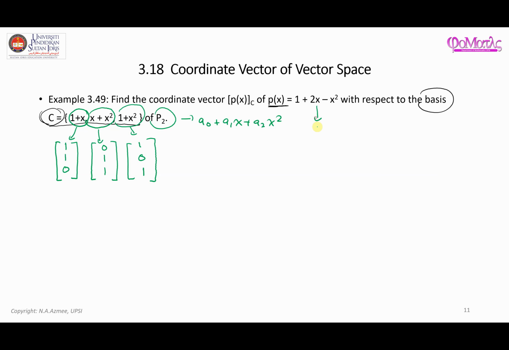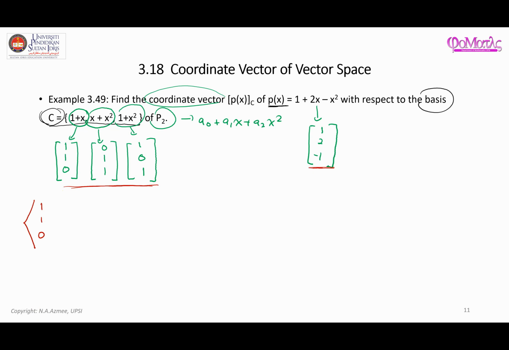And for this vector, we can think of it as the vector Px. So we have 1, 2, negative 1. This is a vector inside that particular subspace. Now, to find the coordinate vector, we need to combine the basis and this vector together. So we're going to consider the augmented matrix of this.